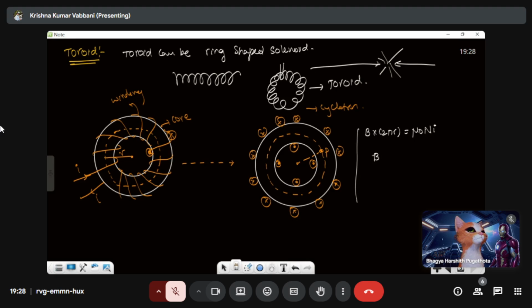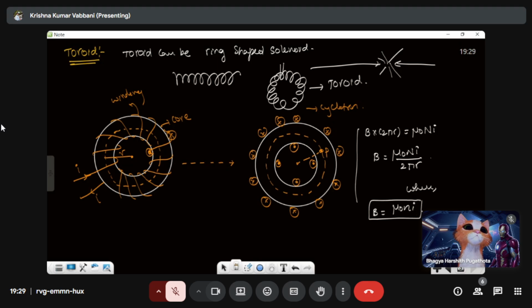In the solenoid, what do they give us? They give small n, mu n I. But here what have they given us? Big N. Okay, big N means number of turns. So this is going to be B equals mu naught N I divided by 2 pi r. Now I can write this as mu n I.